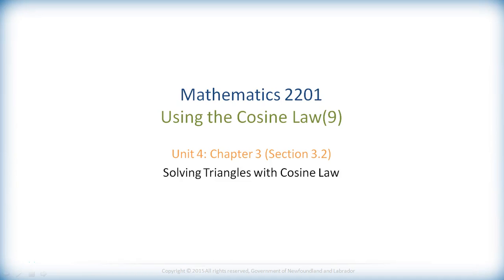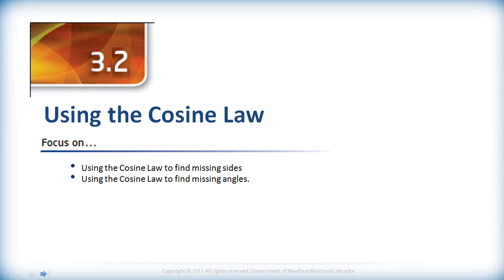Hi folks, now that we know how to recognize when it's a good idea to try to use the cosine law to find a missing side or a missing angle, we're going to actually get down to the nuts and bolts of how we do that. Okay, so we're going to solve some triangles. So we're looking at, in this case, solving triangles using the cosine law, and we're going to use it to find missing sides, of course, and also missing angles, so all that good stuff.